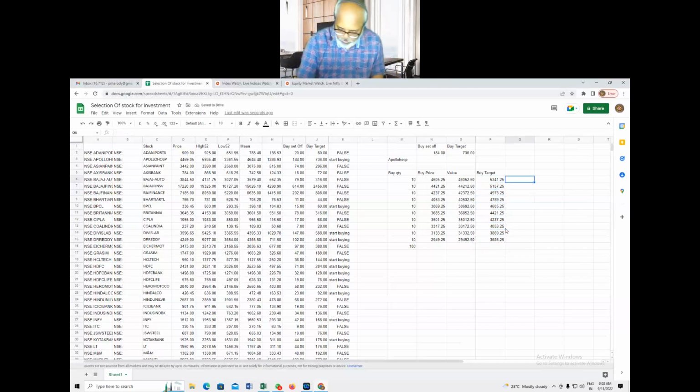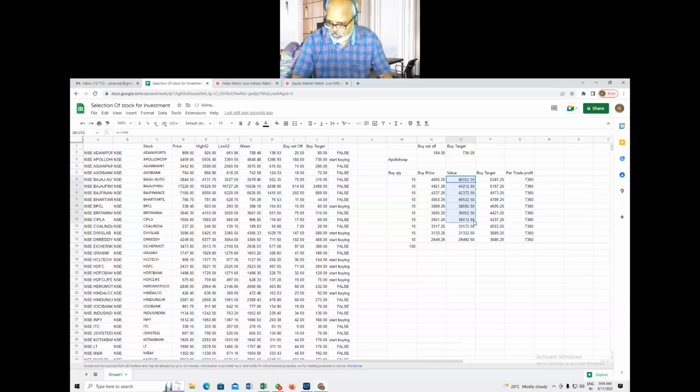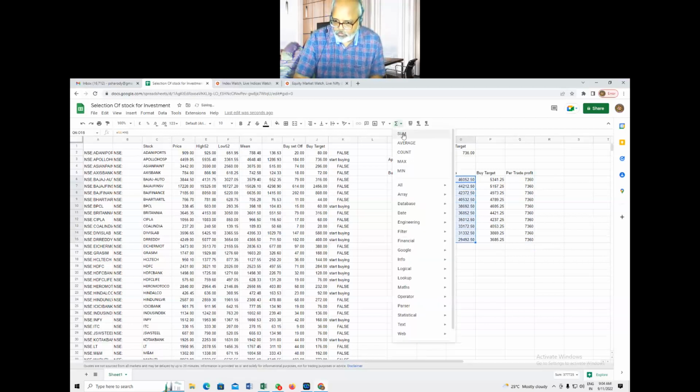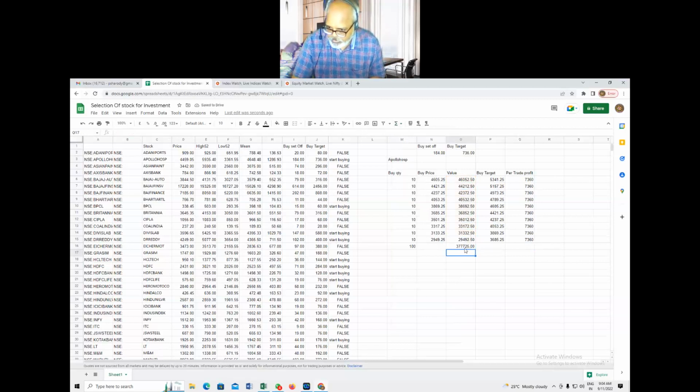Now, if I consider what would be my per trade profit, it would be this 736 rupees into the quantity. So this would be 7360 for each trade. Now, depending upon this value, I can consider what I have to do. Now, if I take this as 3,77,725, and even if I get say 10-12 trades in a year, I am going to get 73,000 rupees profit.